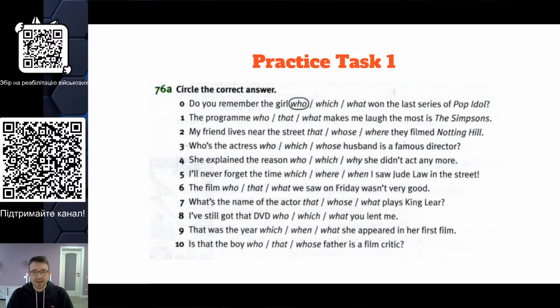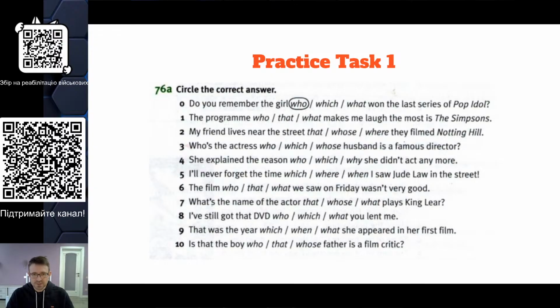Then number seven, what's the name of the actor that plays King Lear? Again, who would be possible, who would not be a mistake, but we don't have who as our options, so who or that for a person, so we should use that again. Number eight, I've still got that DVD which you lent me. Here we're talking about something that's not alive, it's an object, so which is the right choice.